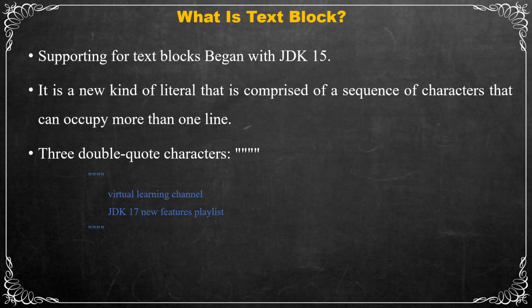This example creates a string in which the line Virtual Learning Channel is separated from JDK 17 New Features Playlist by a new line. It is not necessary to use the \n escape sequence to obtain the new line, so the text block automatically preserves the new lines in the text. Again, the text block begins after the new line following the opening delimiter, and ends at the start of the closing delimiter. So the new line after the second line is also preserved.